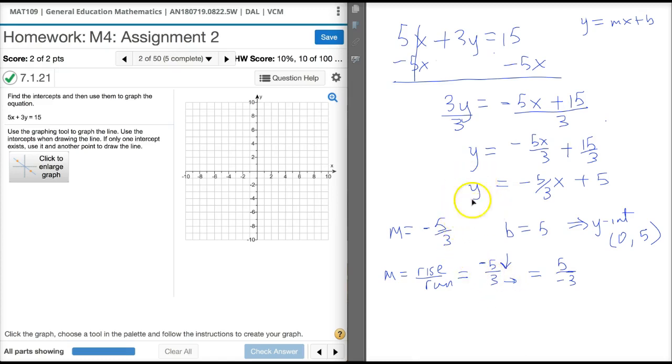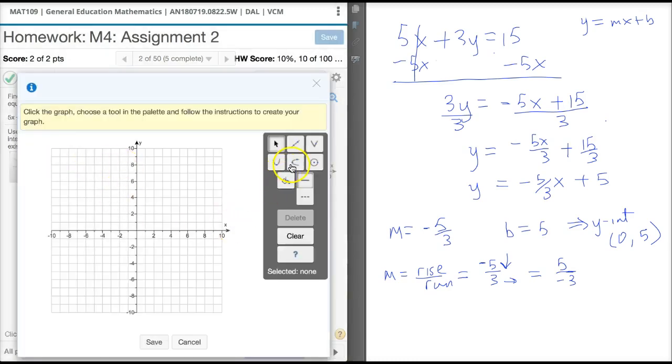So with that being said, what we could do to find this other point here is, I'm going to come to the line tool again, and I'm going to graph the point (0, 5).